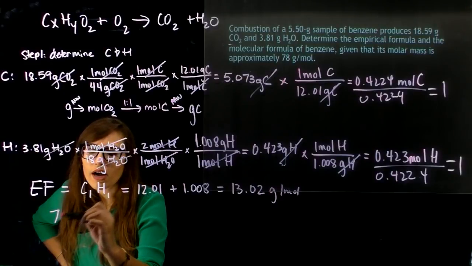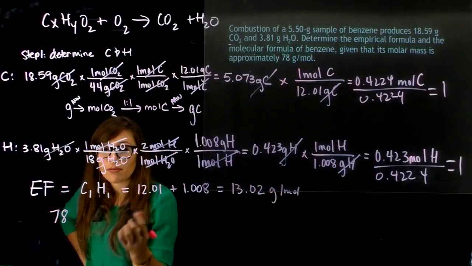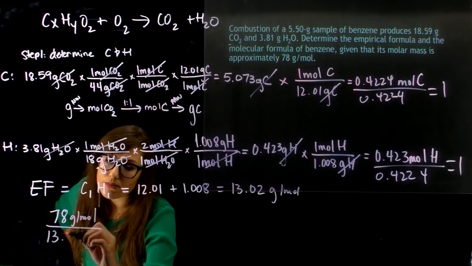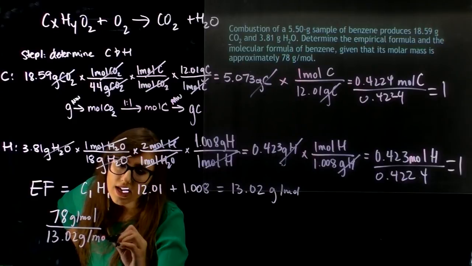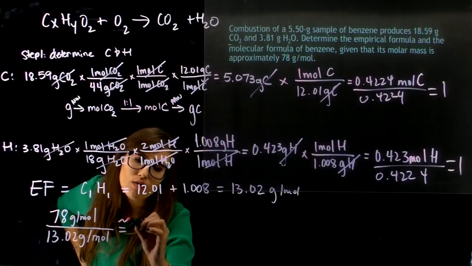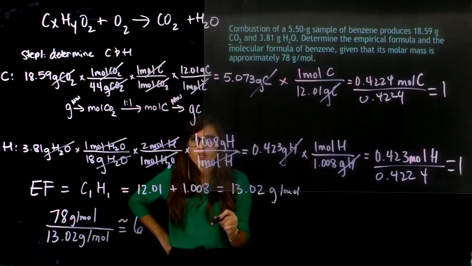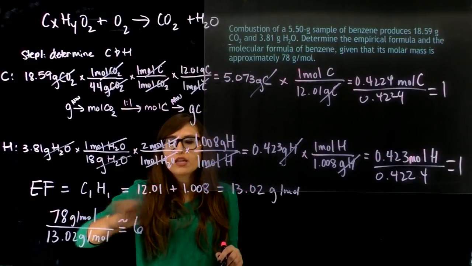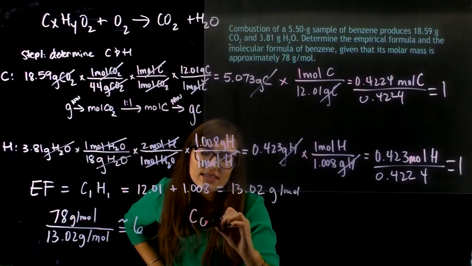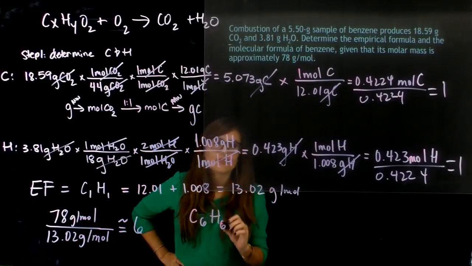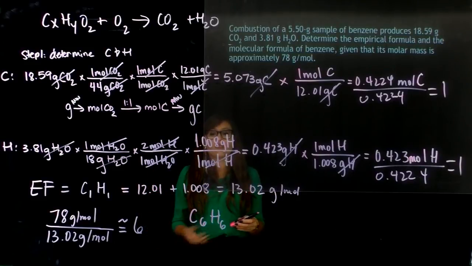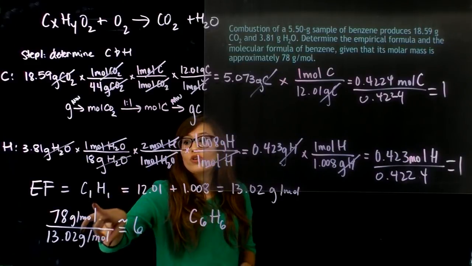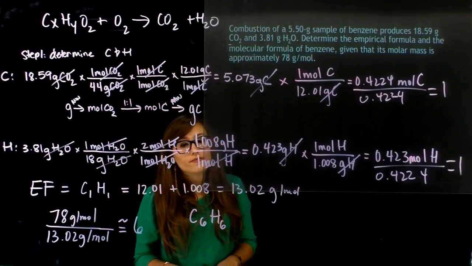I then take the molecular mass that they provide us, in grams per mole, and I divide it by 13.02 grams per mole, and I'll get a whole number ratio of roughly 6. When I get that ratio, I multiply that value by each of my subscripts, which gives me C6H6. That makes sense because the greatest common factor in this case is 6, and if you divide them both by 6, you end up with the empirical formula.